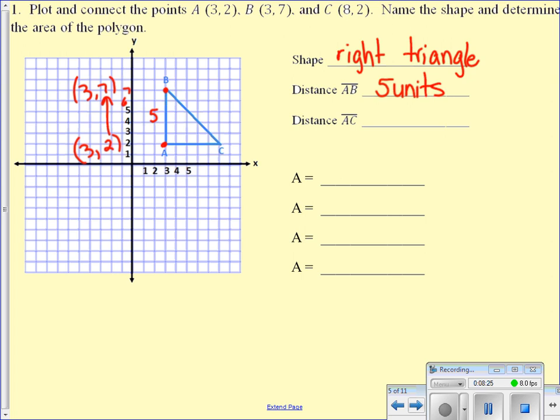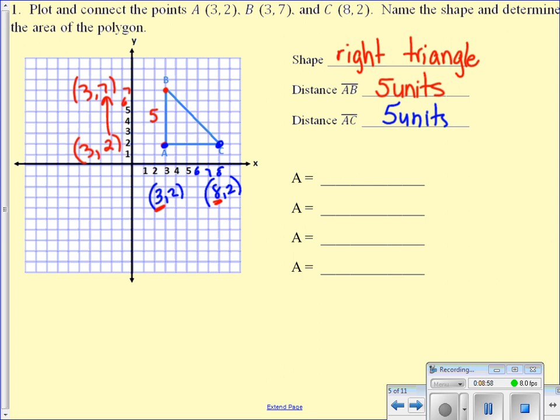And now from A to C, I'm going from (3, 2) to (8, 2). So what is my distance from 3 to 8? 5 again. So now that I have that, can I find the measurement of BC?